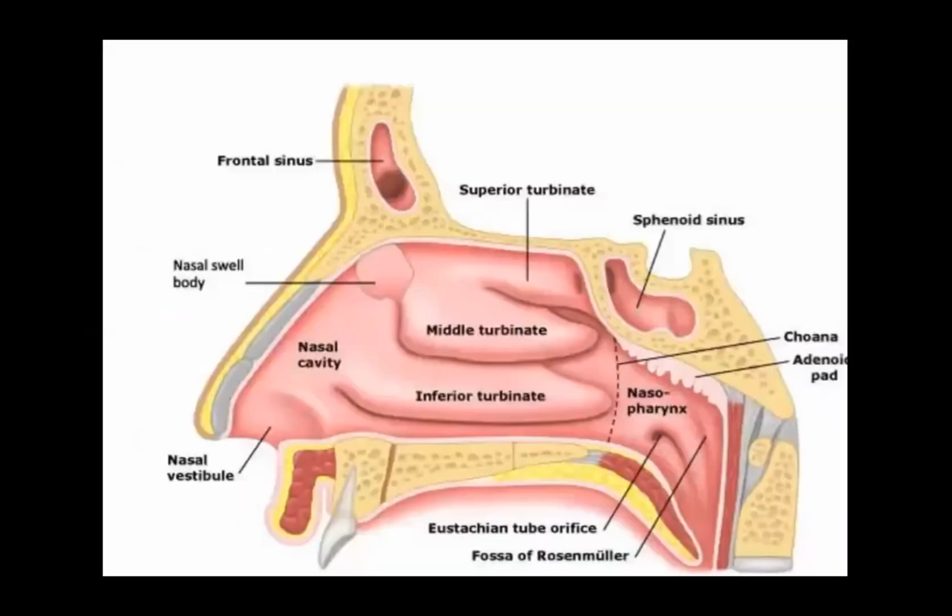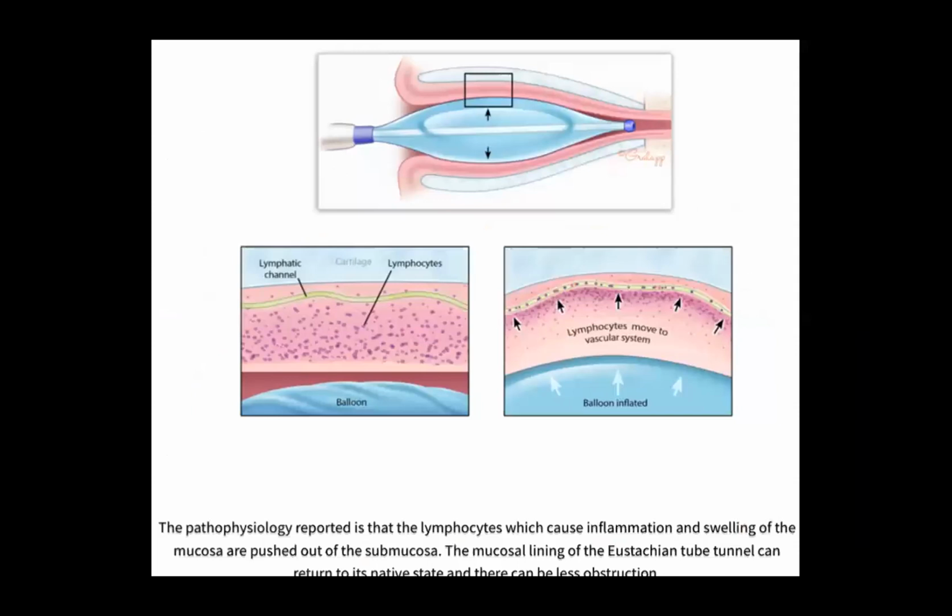Okay, great. Here's another picture of sort of the theory of what happens. So you have the balloon here in the cartilaginous part of the eustachian tube. Okay, and then you have the bony part, and this connection here is called the isthmus. We go until we feel a hard stop, because we only want to dilate the cartilaginous portion of the eustachian tube. We dilate it.